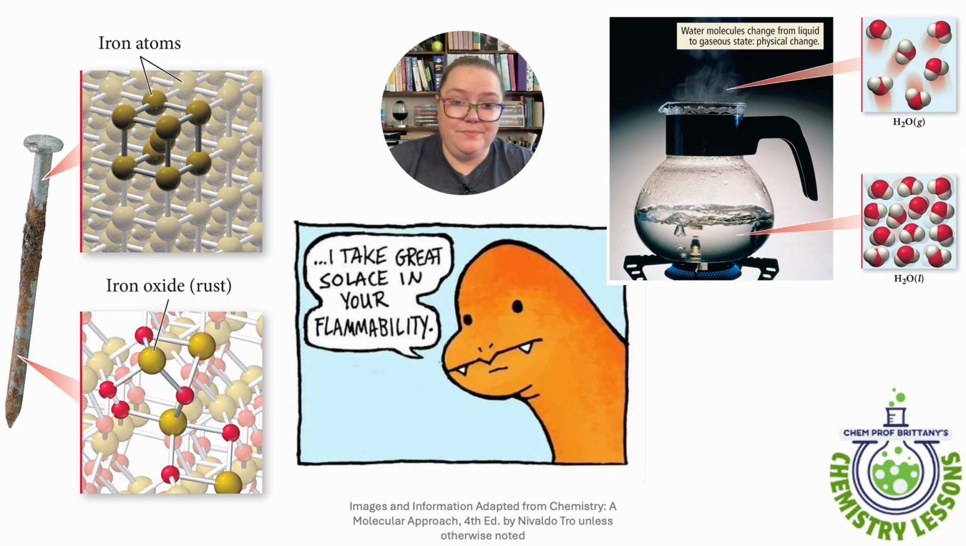Right? So here we've got iron atoms. After iron rusts, we get iron oxide, right? We no longer have iron bonded to iron. We have iron bonded to oxygen. This was a chemical change. Here, I have liquid water. I am boiling it, and I'm getting water vapor or gaseous water. It was water before, it is water after. So this is a physical change.